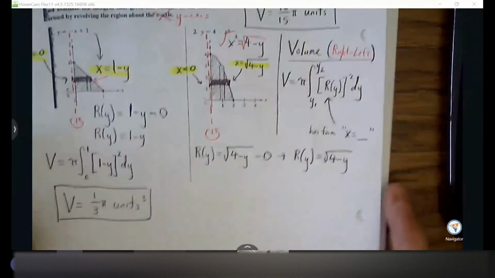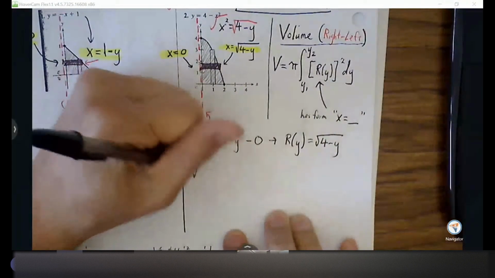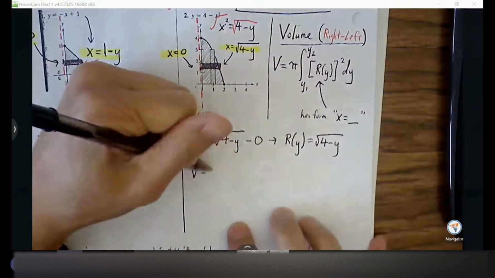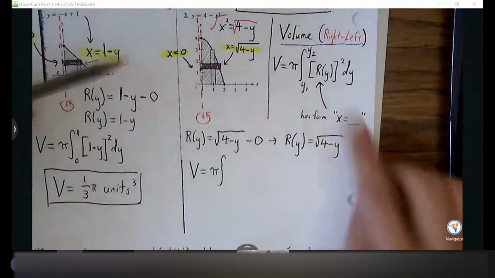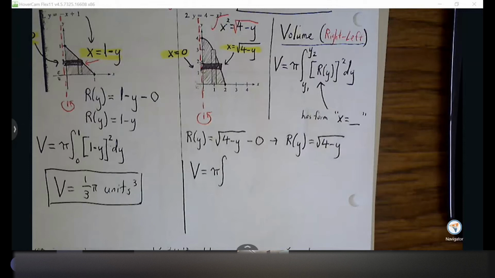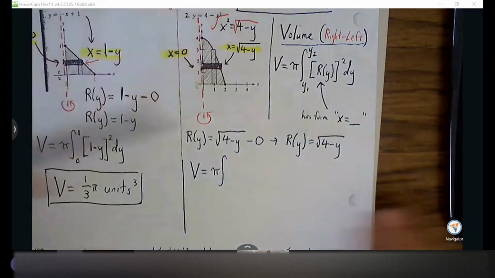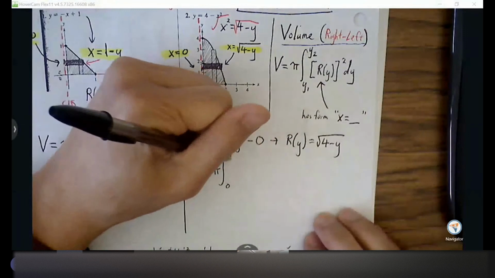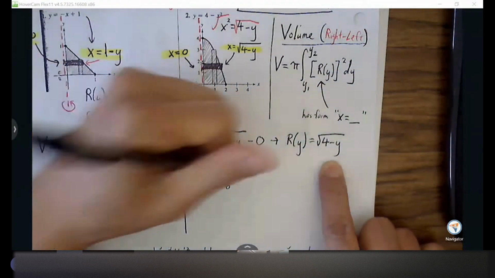All right, our volume formula. Include the pi. Definite integral from lowest to highest y value, 0 to 4. Yeah, the lowest y value is 0. The highest is y equals 4. Big radius squared.